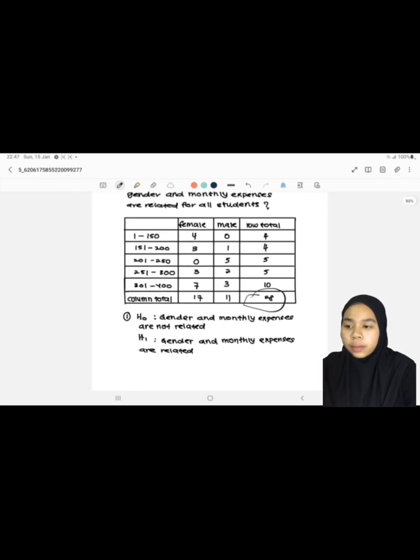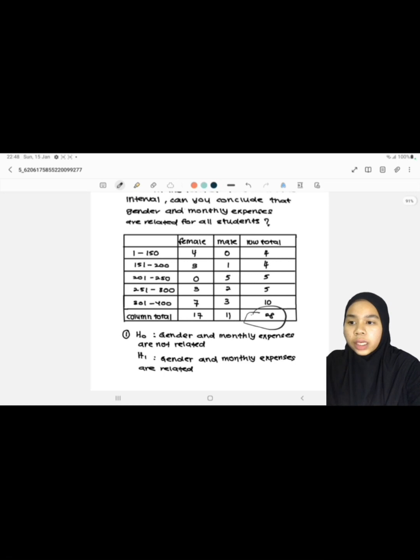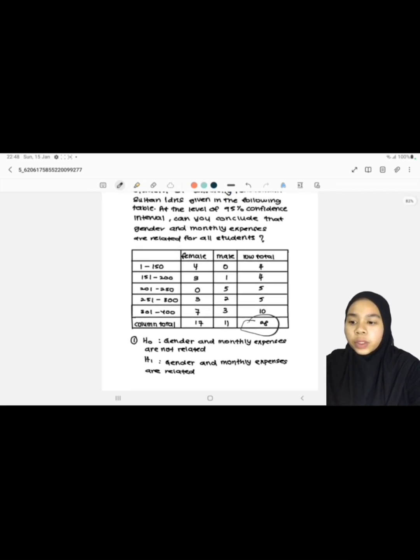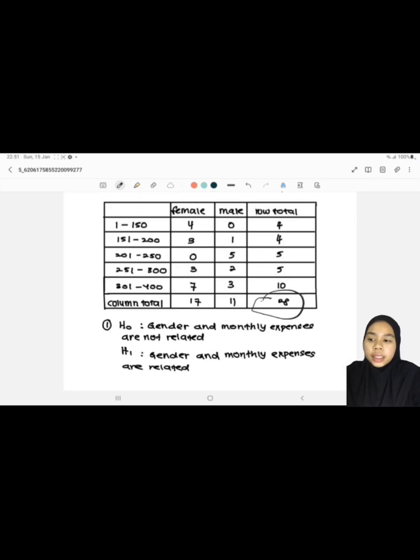This is the table from the data before. For the first step, we need to state the null and alternative hypothesis. From the question, we can see that they want us to conclude that gender and monthly expenses are related for all students. So the alternative hypothesis is gender and monthly expenses are related. Next, for the null hypothesis, gender and monthly expenses are not related.